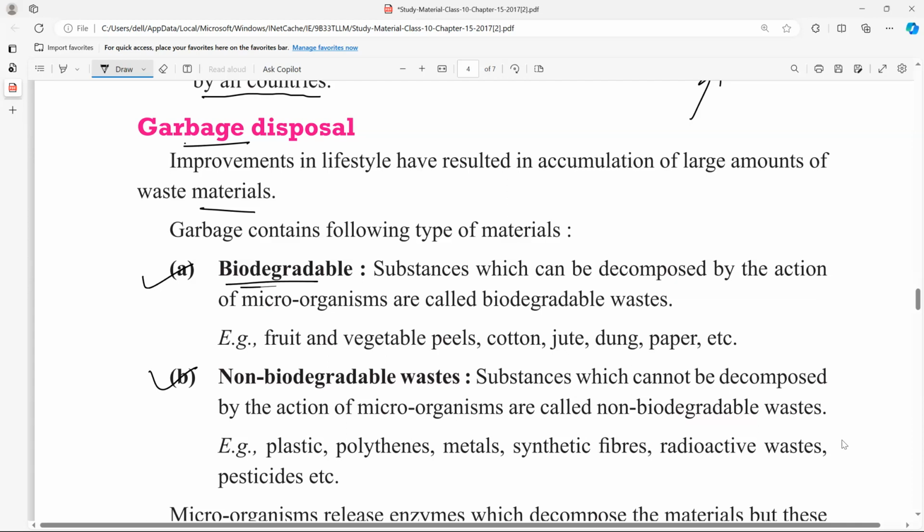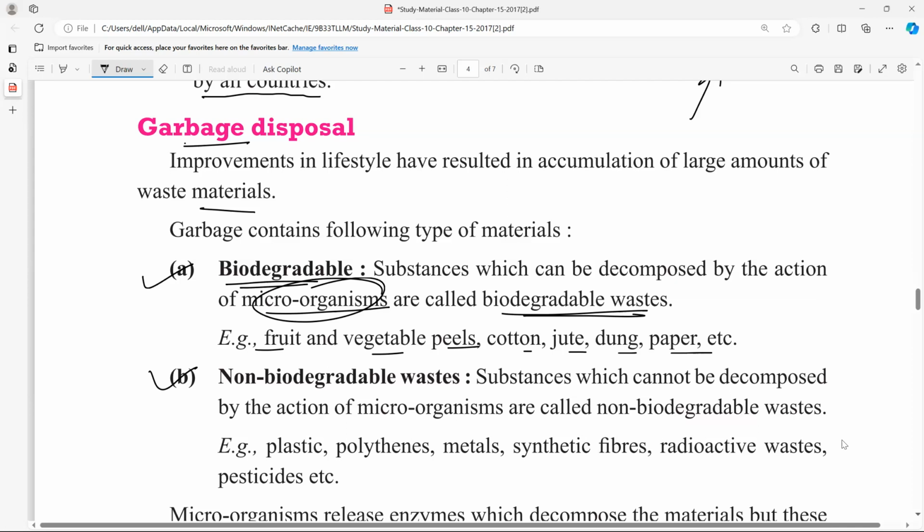Substances which can be decomposed by the action of microorganisms are called biodegradable waste. Got it? For example, vegetable waste, normal organic waste like plant and animal waste. If they can be easily decomposed with the help of microorganisms, they are called biodegradable waste, like fruit and vegetable peels, cotton, jute, paper, etc. Because they are made up of natural things.